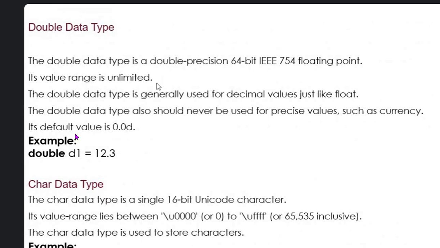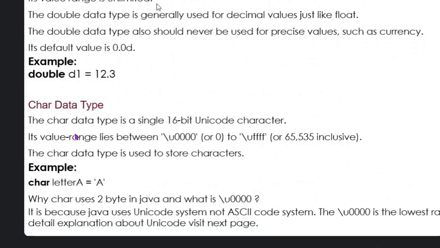Next is char data type. The char data type is a single 16-bit Unicode character. Its value lies between \u0000 and \uffff. So the character data type is used to store characters, like character letter A equal to 'A'.